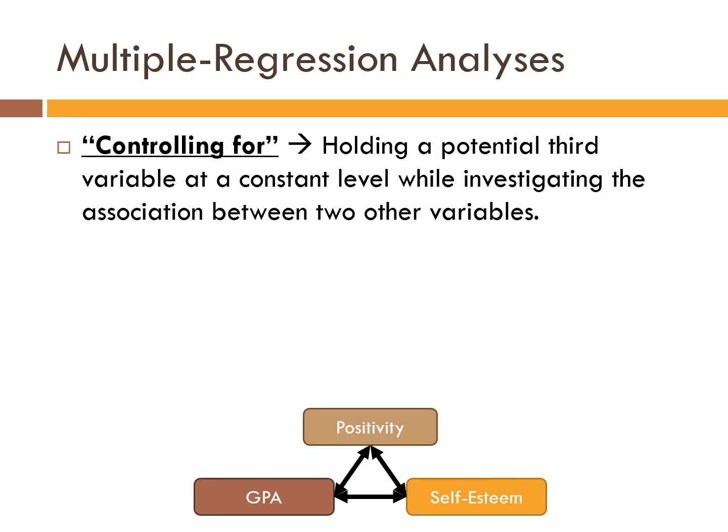When talking about multiple regression analyses, you're often going to hear the term controlling for. This means that when you're doing an analysis, you are trying to hold that third variable constant while still investigating the associations between the other variables. So you still want to see the relationship between GPA and self-esteem, but you want to make sure you're accounting for positivity. You're maintaining a certain level of positivity in your scores to see if the relationship is still the same between your primary variables of GPA and self-esteem in this example.